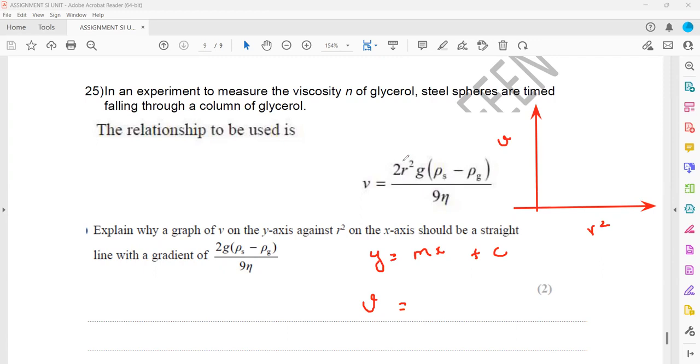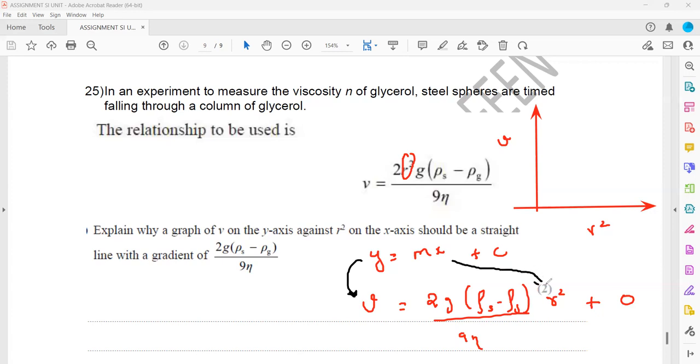So we are plotting r squared on the x-axis, so we should just move it towards the right. So it will be 2g, the difference in the densities of the sphere and the glycerol, divided by 9 eta, and then r squared. And nothing is added, so this is plus 0. Now, when we compare this with the equation of a straight line, on the y-axis I have v, and on the x-axis I have r squared.